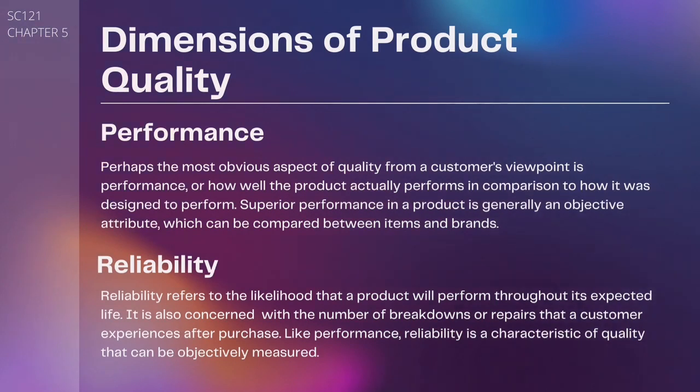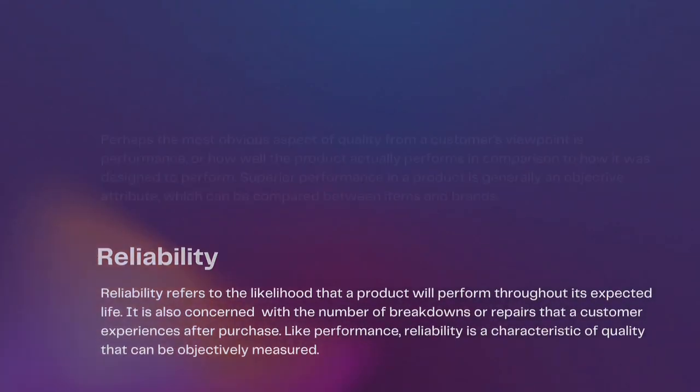Reliability. Reliability refers to the likelihood that a product will perform throughout its expected life. It is also concerned with the number of breakdowns or repairs that a customer experiences after purchase. Like performance, reliability is a characteristic of quality that can be objectively measured.